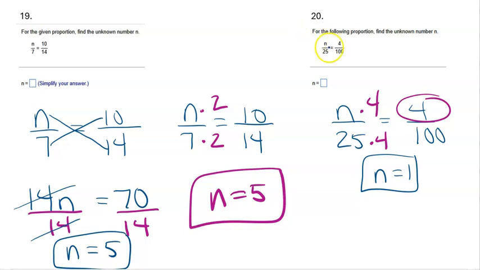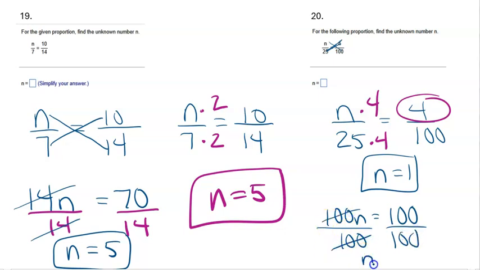If we do the cross product way, that's n times 100. I'm going to write it as 100n is equal to 25 times 4. That's 100. Remember, the next step is I divide both sides by the number in front of the n, and then n is 100 divided by 100, which is 1. Doesn't matter to me which way you do it.